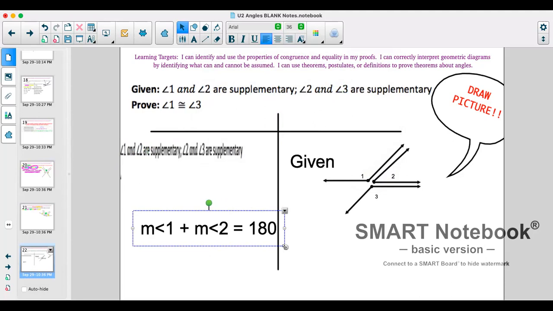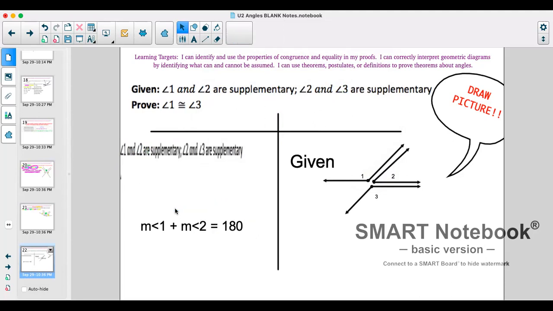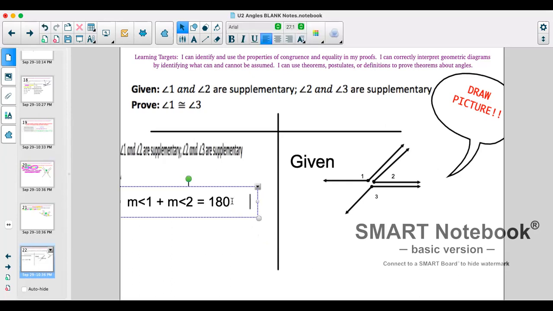And the only reason I know that is because I was told they're supplementary. Again, depending on the strictness of your instructor, they may want the supplement theorem as an explanation. For my specific students, I'll take the definition of supplementary angles or the supplement theorem or the supplementary angles theorem. I'll take either one. Okay, so that's that first part of the given.